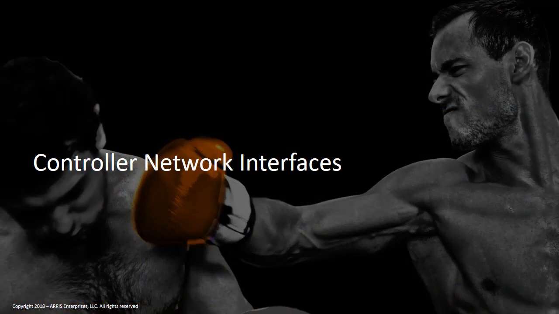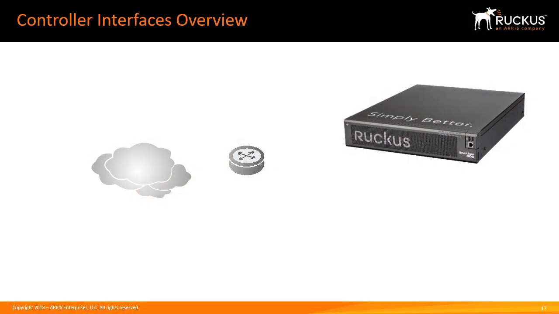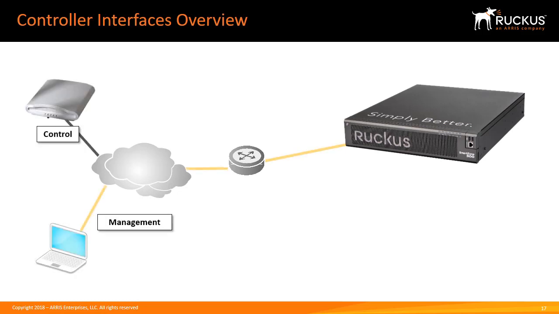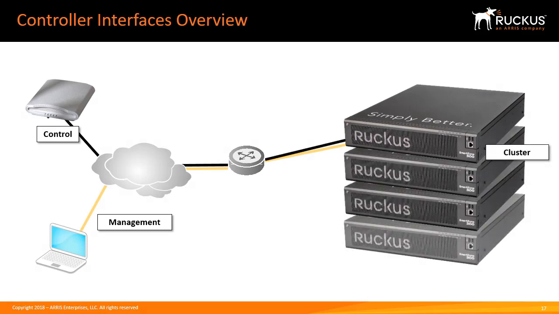Let's take a look at the controller network interfaces. SmartZone controllers communicate over network interfaces that are dedicated to specific communication types. They are found in the graphical user interface under the cluster settings and also are collectively known as the cluster planes. The four interfaces are management, control, clustering, and data.